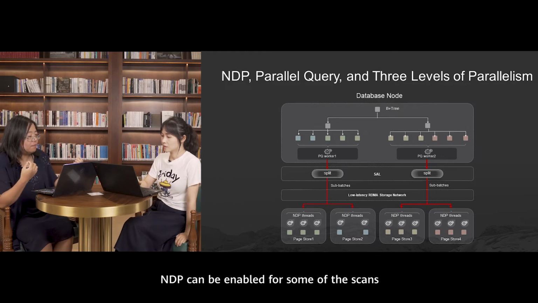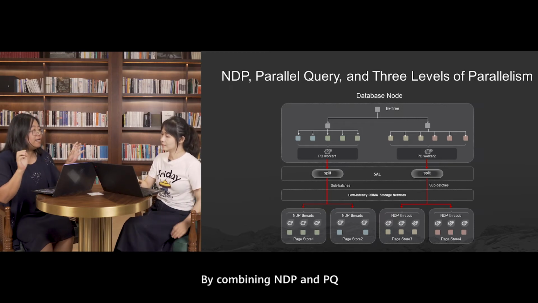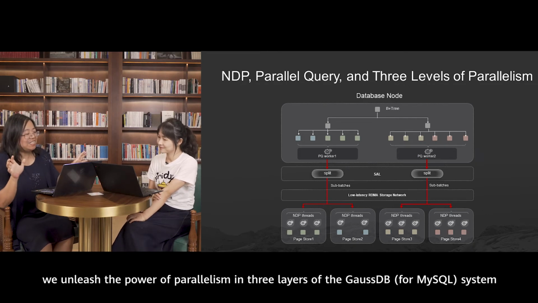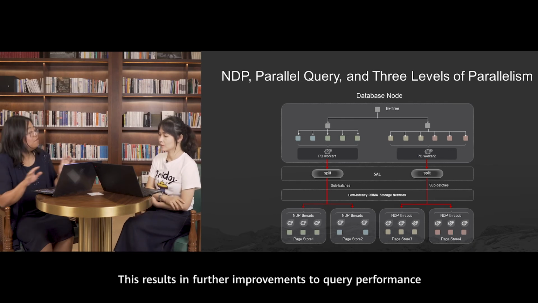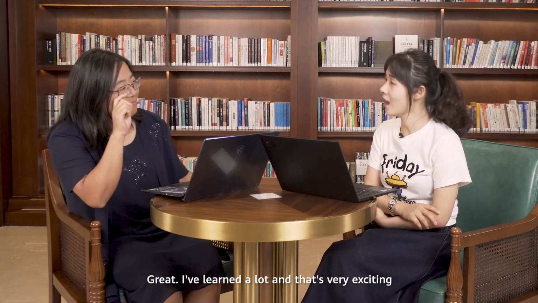NDP can be enabled for some of the scans that are performed by the parallel query worker threads. By combining NDP and PQ, PQ stands for parallel query, we unleash the power of parallelism in 3 layers of the GaussDB system. So in the compute nodes, among page stores, and within a page store. This results in further improvements to query performance. Great, I've learned a lot, and that's very exciting.